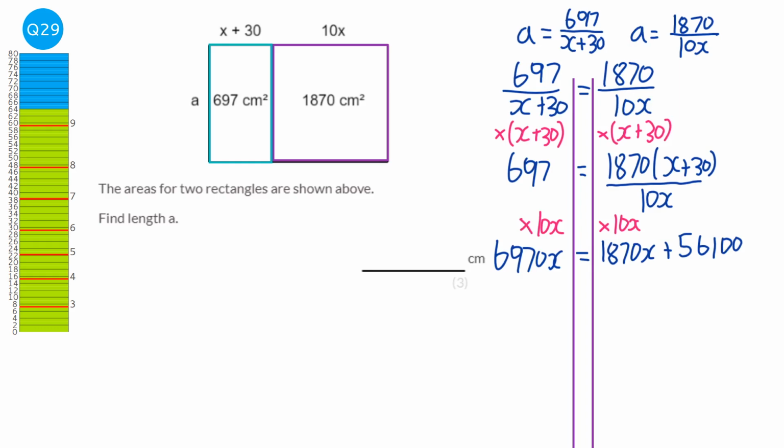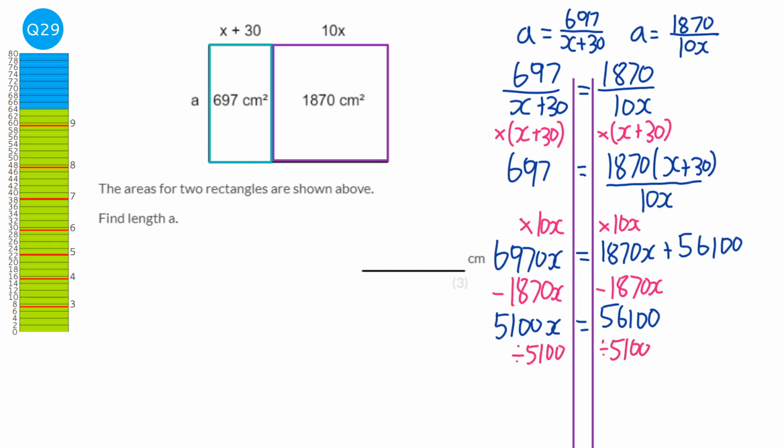So we look and see which one is the smaller amount of x, which is the 1870, and we're going to take that away from both sides. So take away 1870x from both sides, and that will leave 5100x on the left hand side, and then obviously we've got the 56,100 on the right hand side. And we want to get rid of the 5,100, so we're just going to divide both sides by 5,100. And so we've got x equals 11.